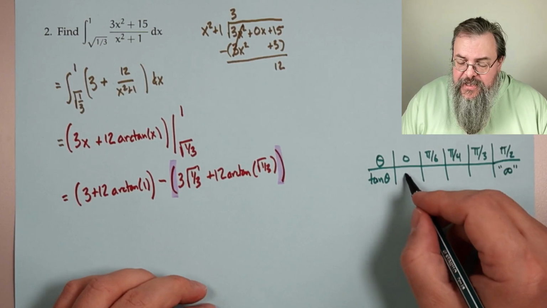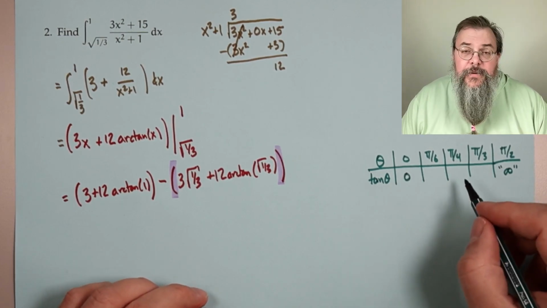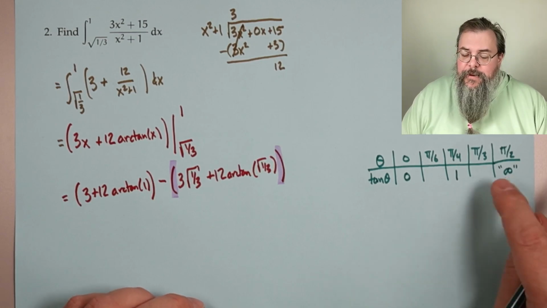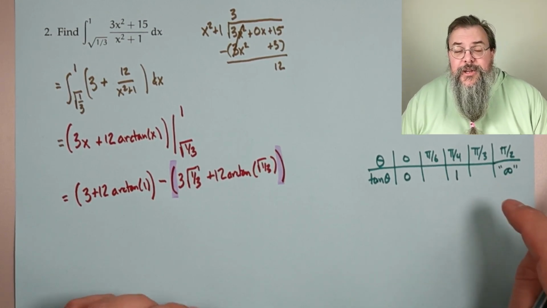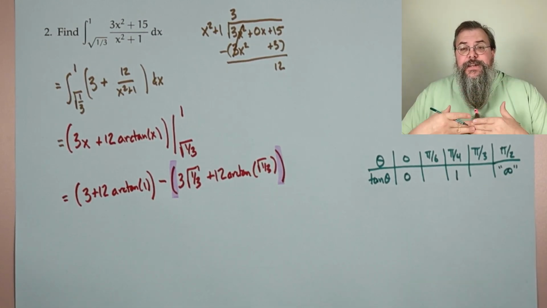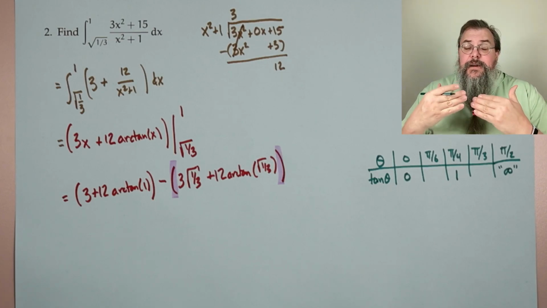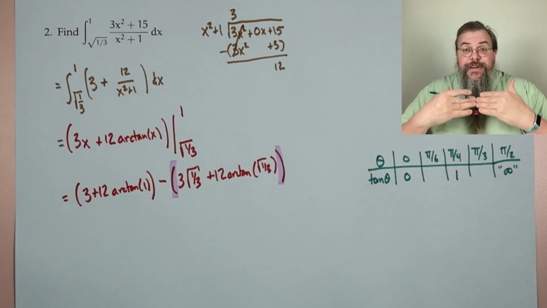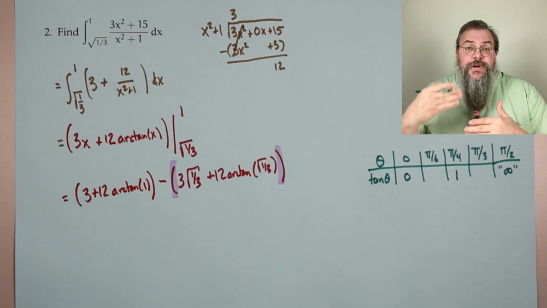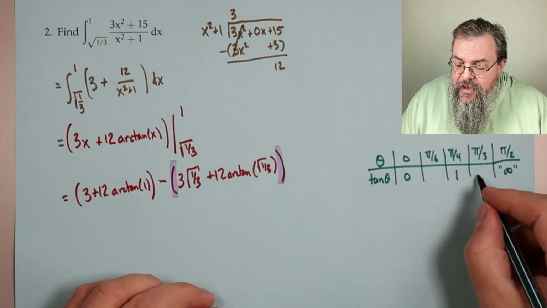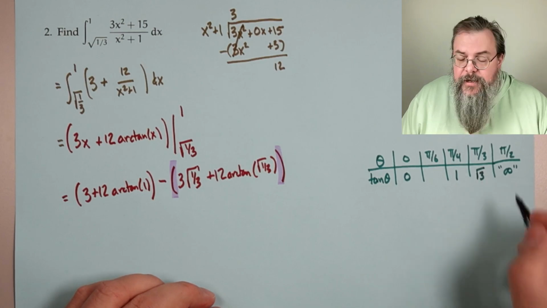Tangent of 0 is 0. Tangent of pi over 4, that's a classic angle, that's 1. Now what about pi over 3? Well, you can think of sine of pi over 3 divided by cosine of pi over 3. Now that might help a little bit. Sine of pi over 3 is root 3 over 2. Cosine of pi over 3 is 1 over 2. When you divide, the over 2's cancel, so you get root 3.